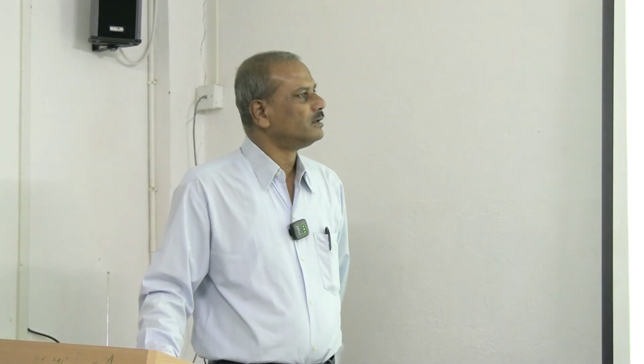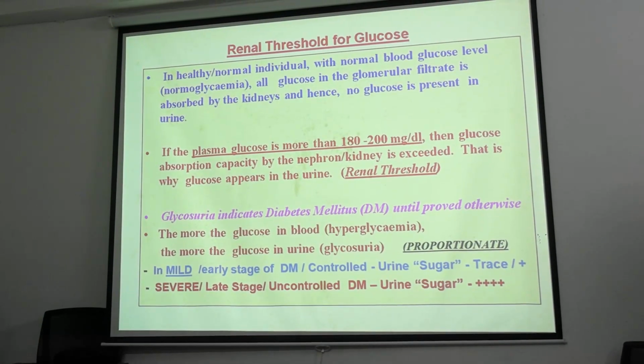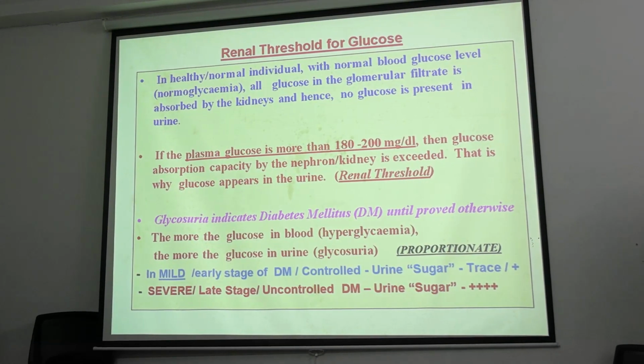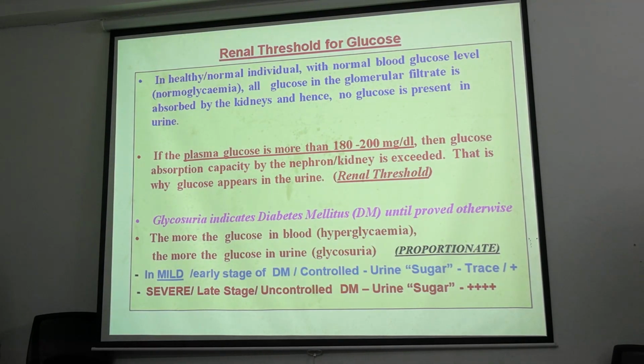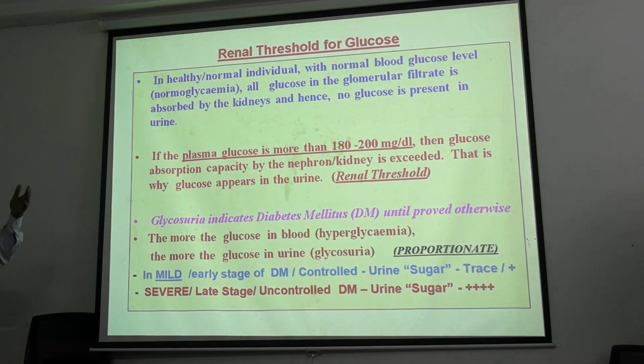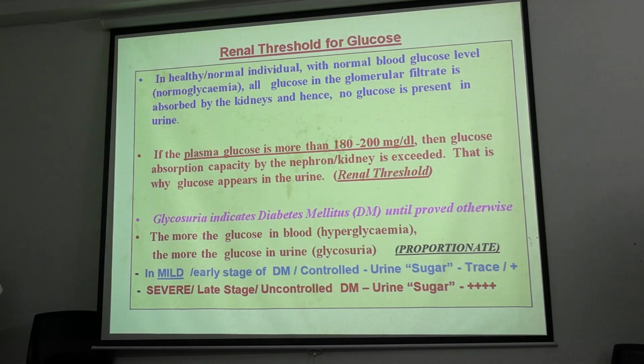For amino acids, there is another figure. So if the plasma glucose is more than 180 to 200 milligram, then the glucose absorption capacity of the nephron or the kidney is exceeded, and that is why glucose appears in the urine. That figure is called the renal threshold. So glycosuria in any individual indicates diabetes mellitus until proved otherwise.